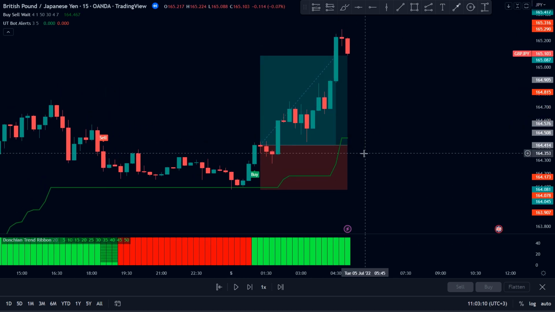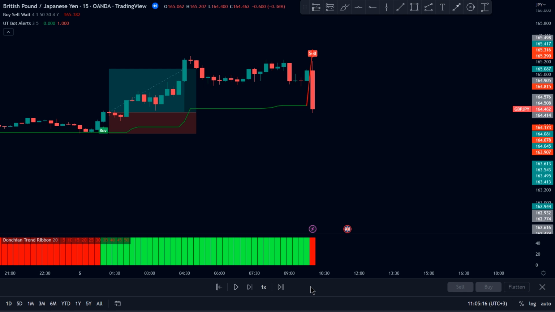Now, what are the conditions for entering a short trade? Well, here are the conditions. First, the Donchian Trend Ribbon should change color from green to red to indicate that the market is shifting from a short-term bullish trend to a short-term bearish trend. Second, we confirm that the buy-sell wait indicator is colored in red.